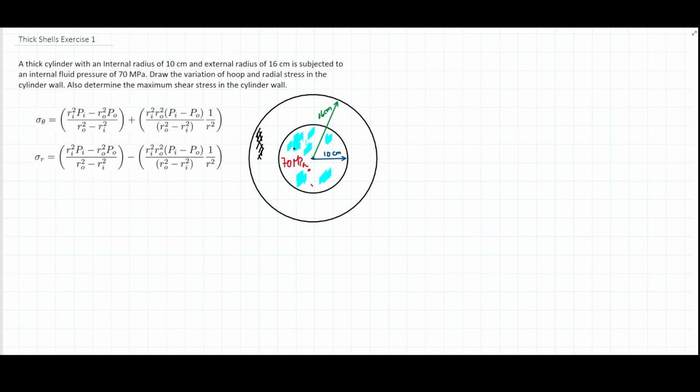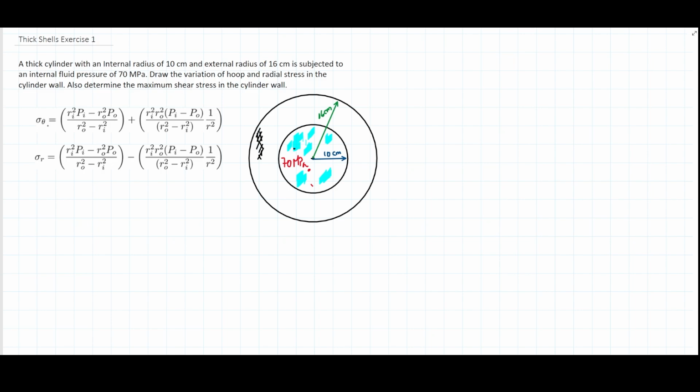Now, in this case, what is being asked is very straightforward. We just need to take these formulas, substitute the values, and get the general formula for each one of these stresses varying across the radius in the wall, and then make a plot of it. And then in the end, apply the shear stress formula with these two stresses to get the value of the maximum shear stress. So let's do that.